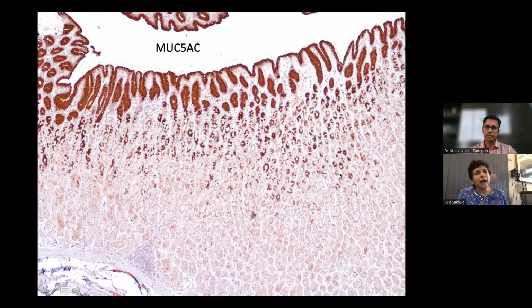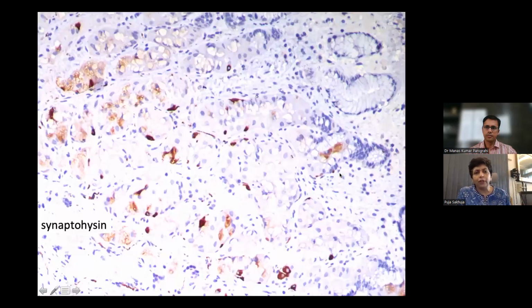So tumors that have a gastric phenotype will show positivity for MUC5AC. For example, even ampullary carcinomas can have a gastric phenotype, and there they will then stain with MUC5AC. So it is useful to see this to identify a particular type of phenotype.